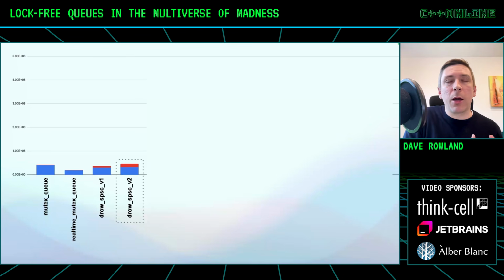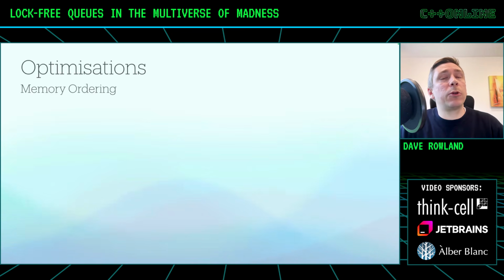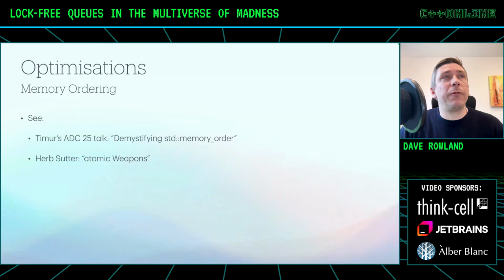Let's rewind, go back to our baseline queue, and take a different fork of optimization. And for that, we're going to talk about memory ordering. Now, I haven't got a lot of time to talk about the details of memory ordering, but if you want an introduction, I would definitely recommend Timur's talk on demystifying std::memory_order. He gave it at ADC and I think a couple of other times, so you can probably find it on the internet.